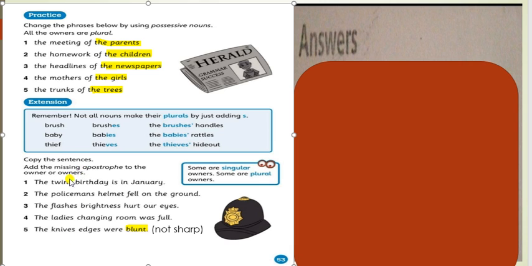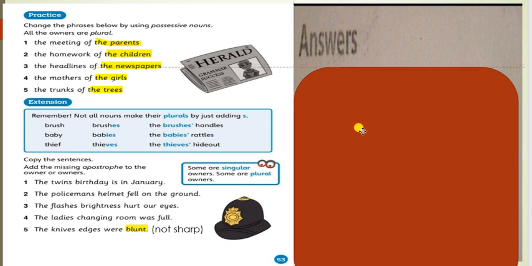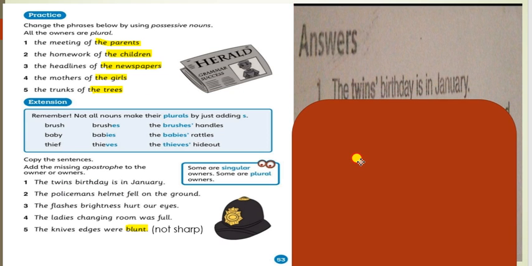So let's look at the exercise here. Copy the sentences, add the missing apostrophe to the owner or the owners. And here we have a hint which says that some are singular owners and some are plural owners. The first one, number 1: the twins birthday is in January. The word twins here is a plural noun with s, so we put the apostrophe after the s, and I'm going to show you the answer here. The first one: the twins' birthday is in January.